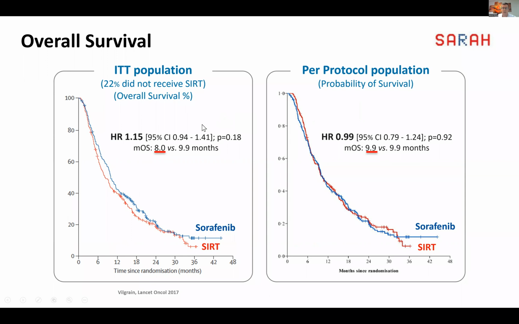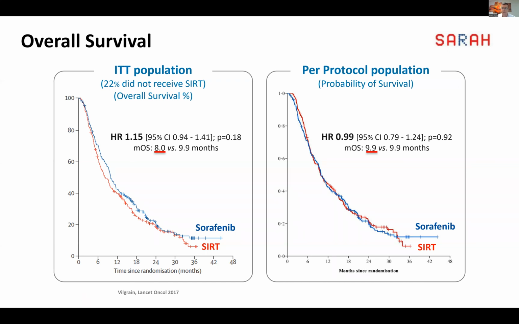The second point is, if you look at the ITT population, the survival was only 8 months, but now if you look at the per protocol population, meaning only those patients who actually received Y90, the median overall survival is nearly 10 months. This is just a signal in favor of Y90. It means that when you consider the patients who underwent Y90, their survival is better than if you consider all patients who were randomized, with this 22% eventually not treated by Y90.